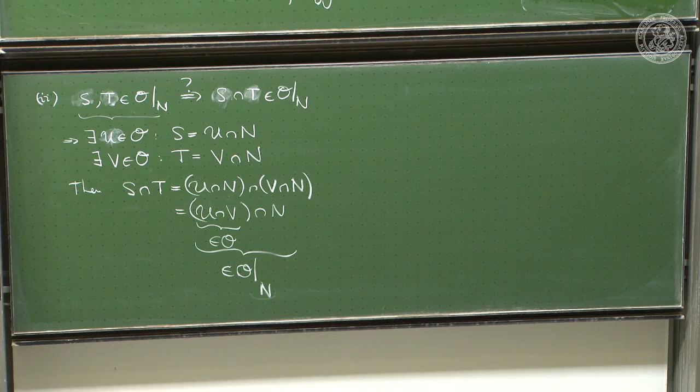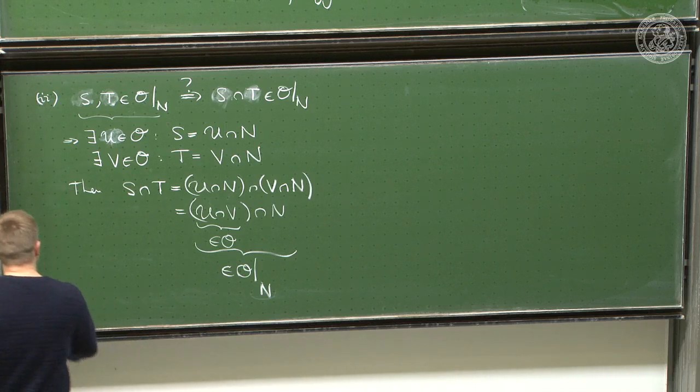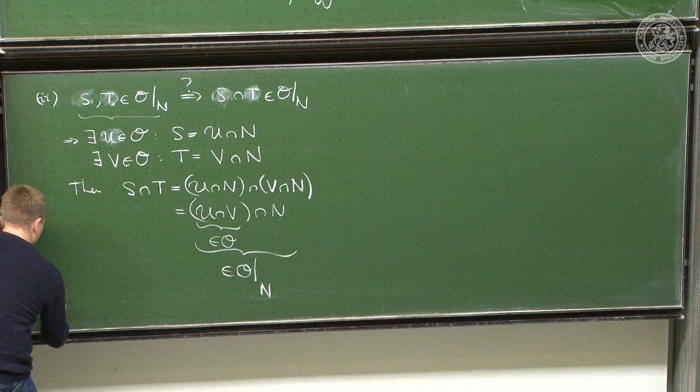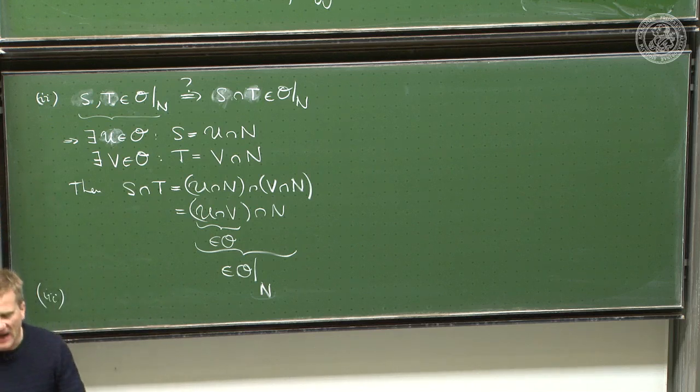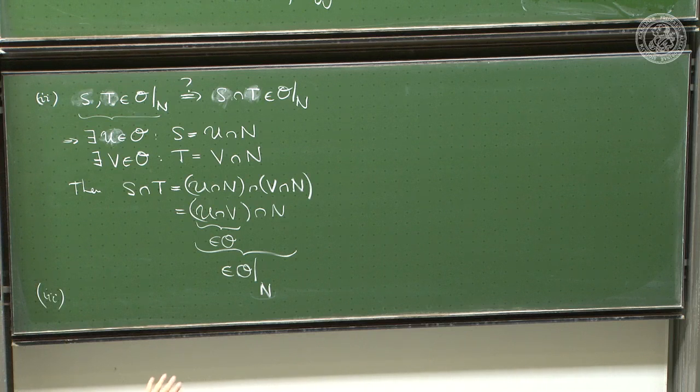Okay, good. And finally, of course, I'm not going to write this down now, you check the third axiom, that also arbitrary unions of elements in the induced topology lie again in the induced topology. So this is indeed the subset topology.